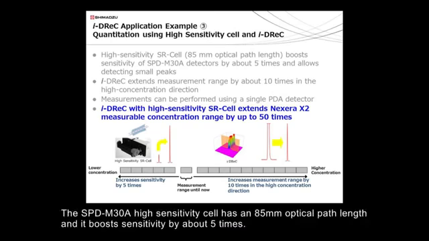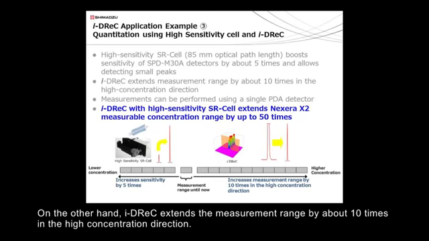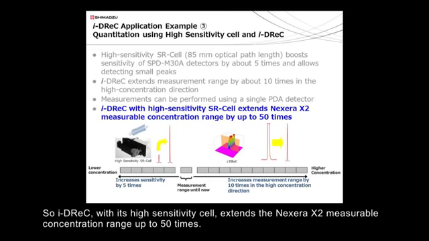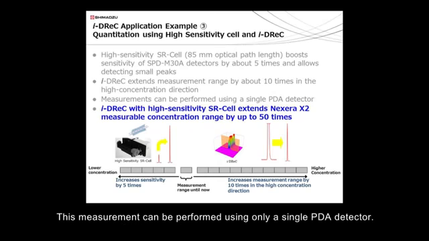The SPD-M30A high sensitivity cell has an 85 mm optical path length, and it boosts sensitivity by about 5 times. On the other hand, DReC extends the measurement range by about 10 times in the high concentration direction. So DReC, with its high sensitivity cell, extends the Nexera X2 measurable concentration range up to 50 times. This measurement can be performed using only a single PDA detector.